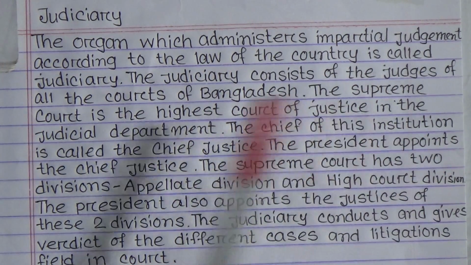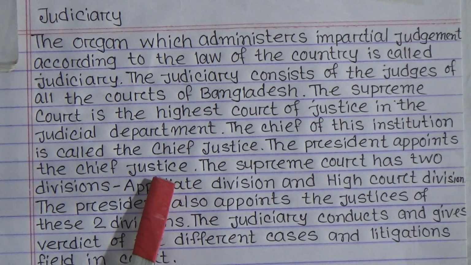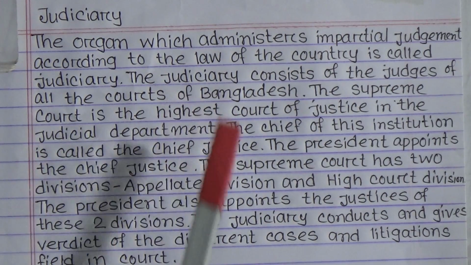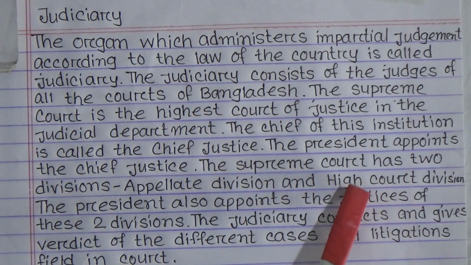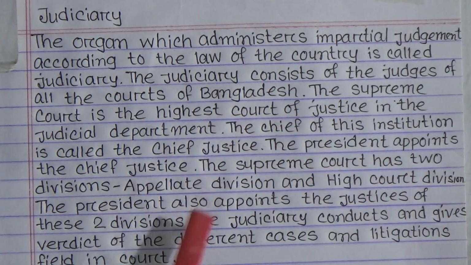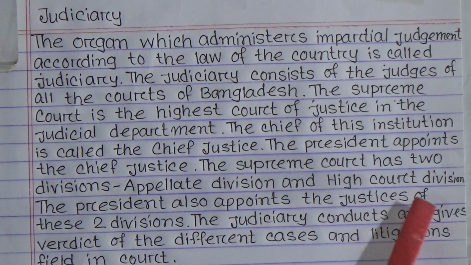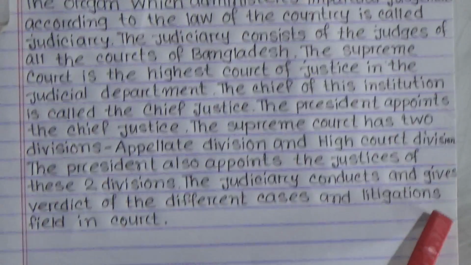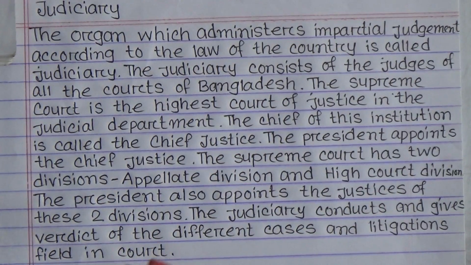The President appoints the Chief Justice. The Chief Justice is appointed by the President. The Supreme Court has two divisions. One is Appellate Division and second one is High Court Division. The President also appoints the justice of these two divisions. The judiciary conducts and gives a verdict of the different cases and allegations filed in court.